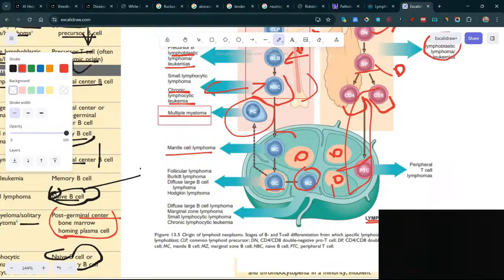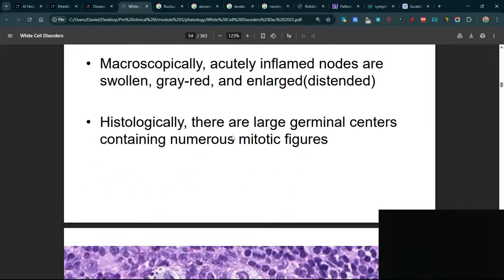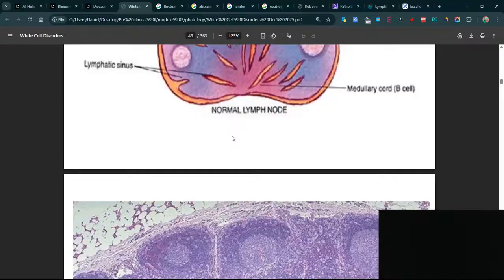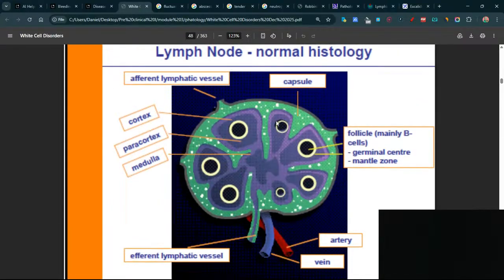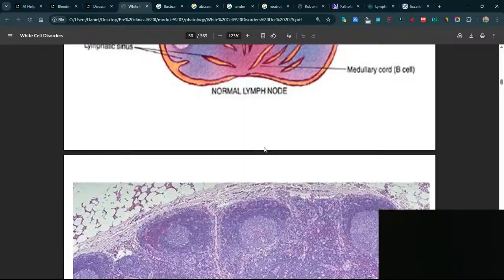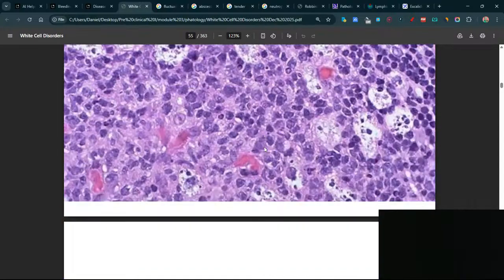This is cortex. This is paracortex. Between them, there must be a place, which I have forgotten its name. Let's see the name. Okay, this is a mantle zone, paracortex. Between them, there's a zone. What is it? I don't know. So we will come back to it. It's okay.